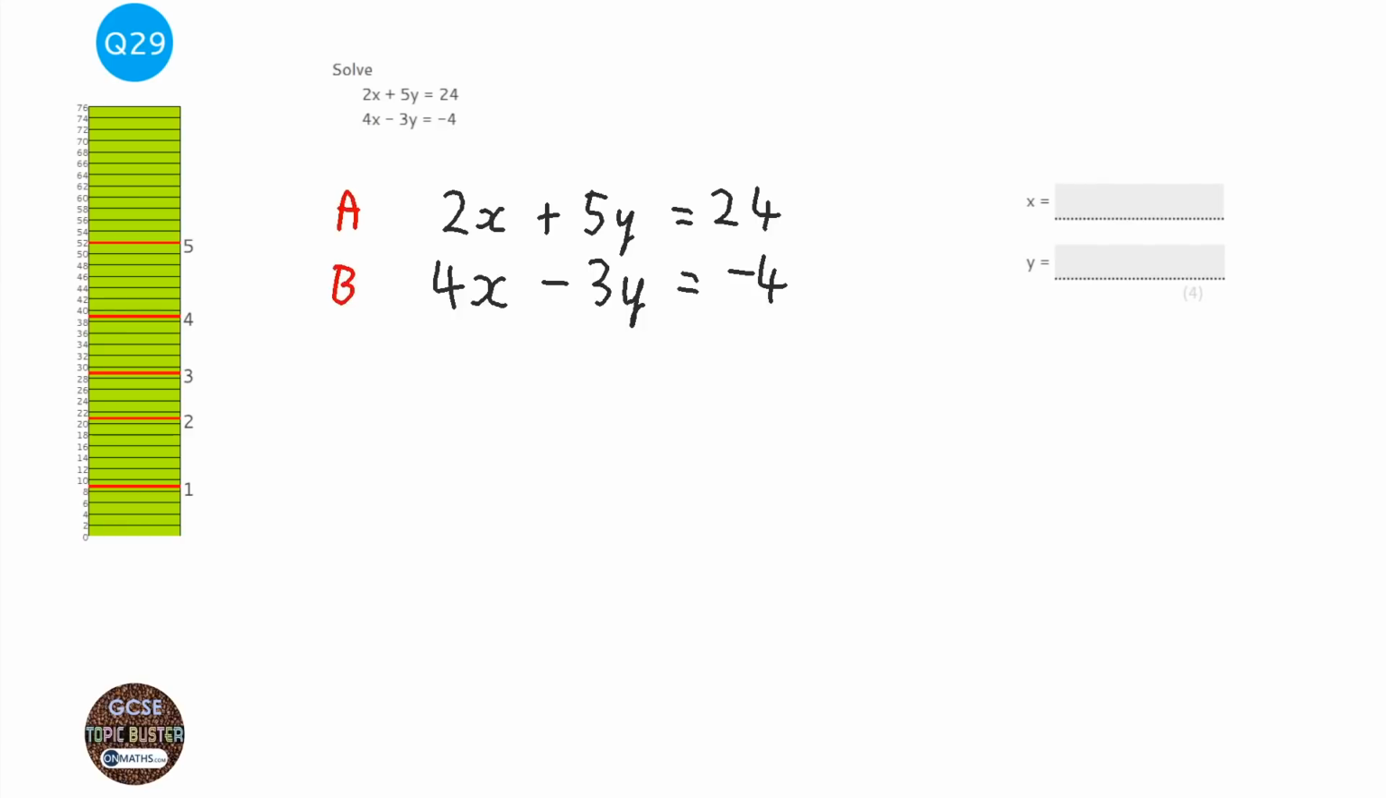Looking at this, if I double a, then the x's would become the same because they both have a coefficient of 4. So what I'm going to do now is I'm just going to write 2a. So I'm going to double everything in a. So double the 2x to make 4x to make the x's the same. Double the 5 before the y, so that's 10y now. And double the 24 to make 48.